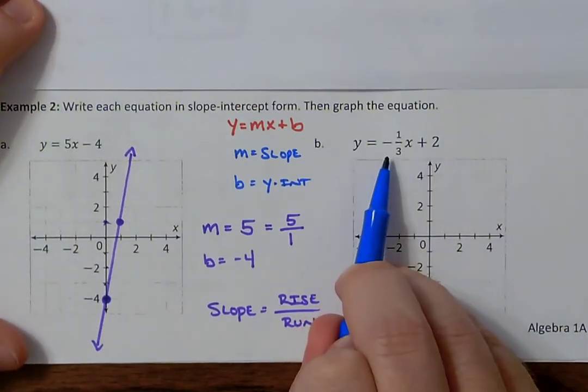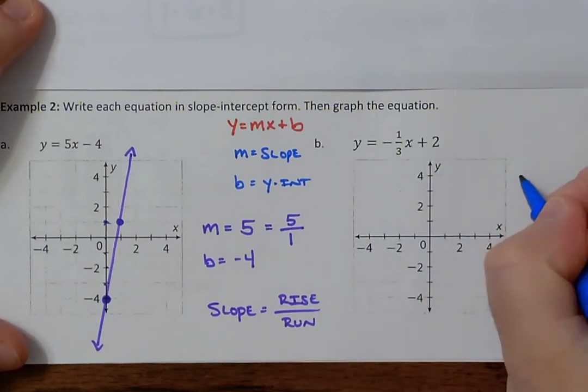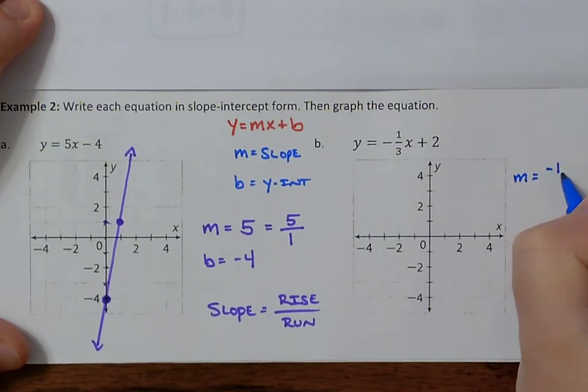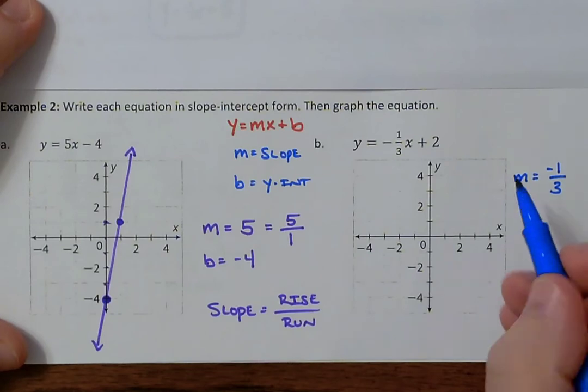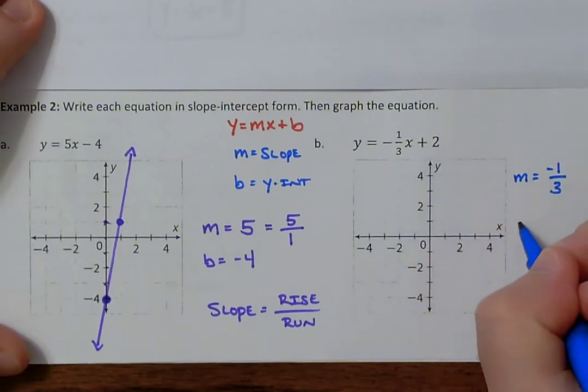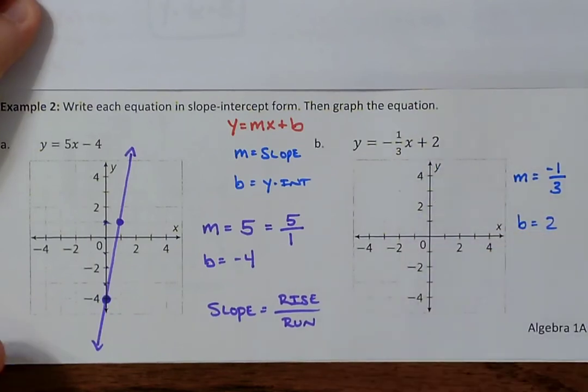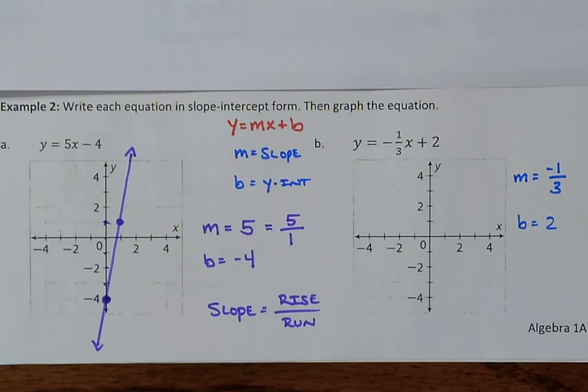We have y equals -1/3 x plus 2. The number on x is our slope, so that's -1/3. And then my y-intercept is the number not attached to x, so that's 2. It's a positive 2 because it's plus 2. So my m is -1/3 and my b is 2.